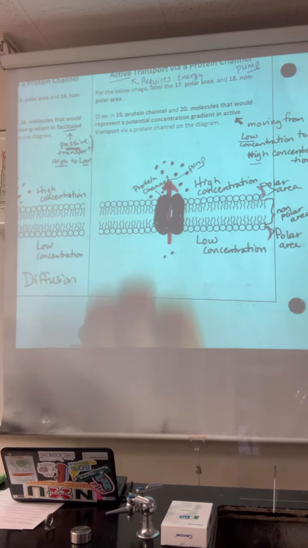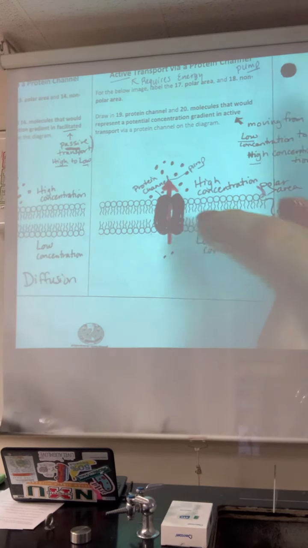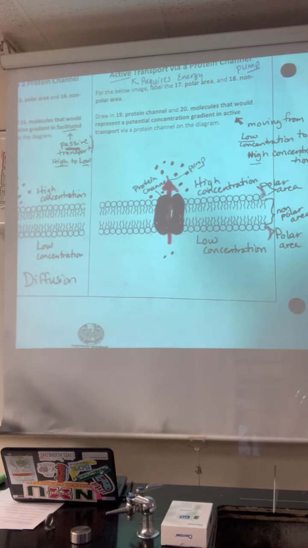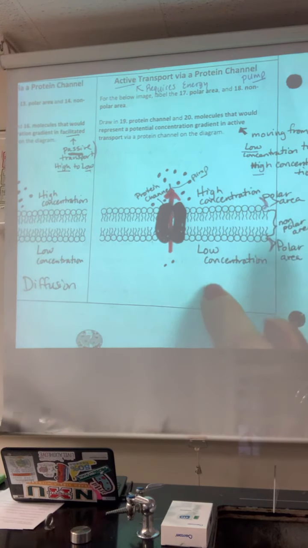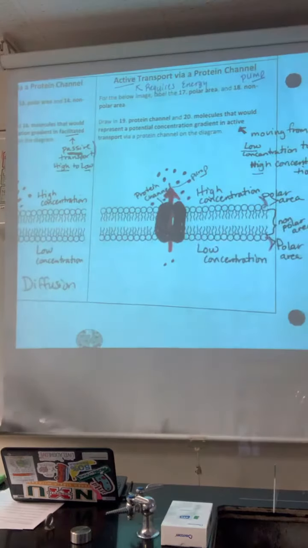So there are reasons why your cells might want to do that. Your neurons are an example. Okay? There might be other reasons. A cell might need something so that it can do its job. So you just need to memorize for the quiz, for the test on Friday, that active transport happens from low to high through a protein channel. Okay?